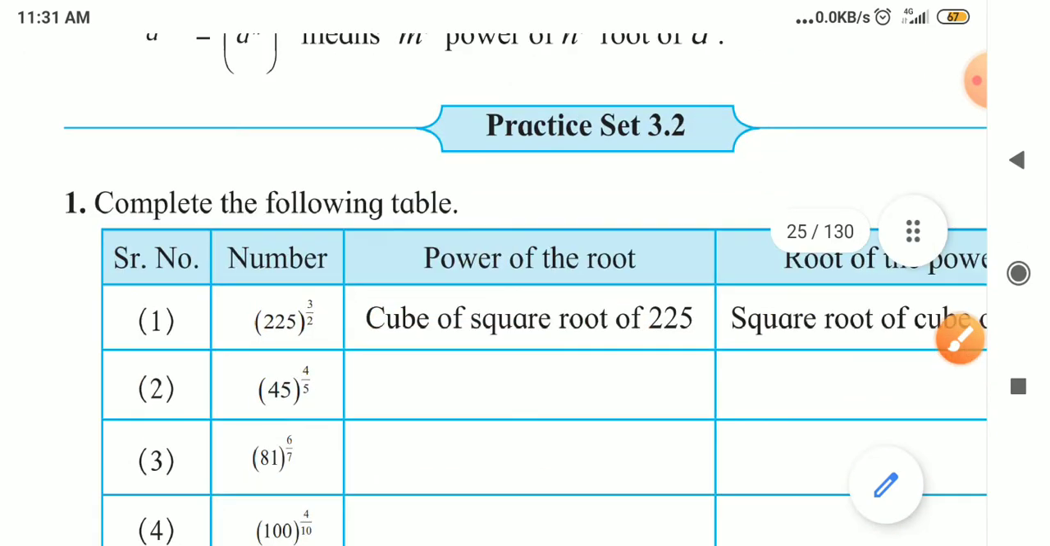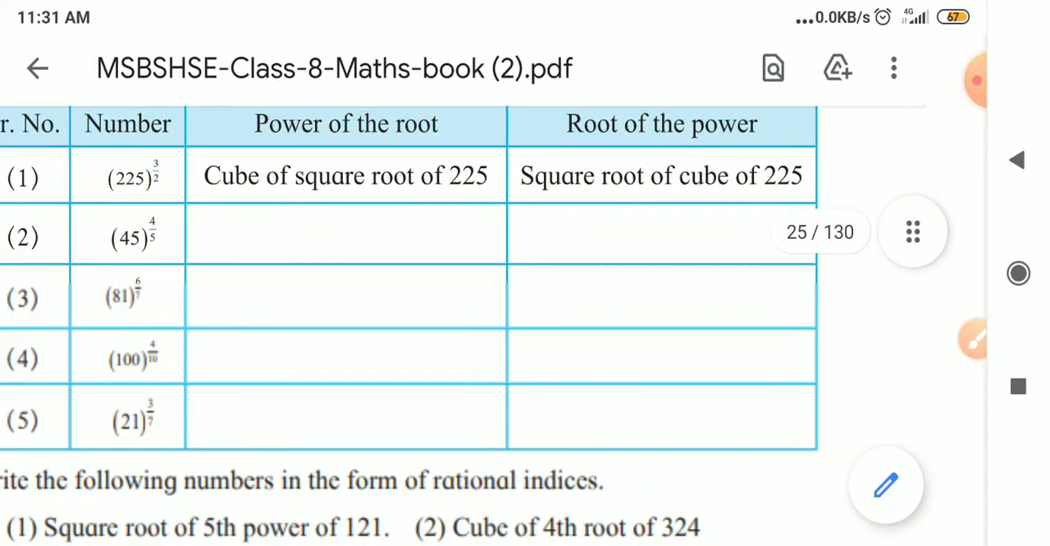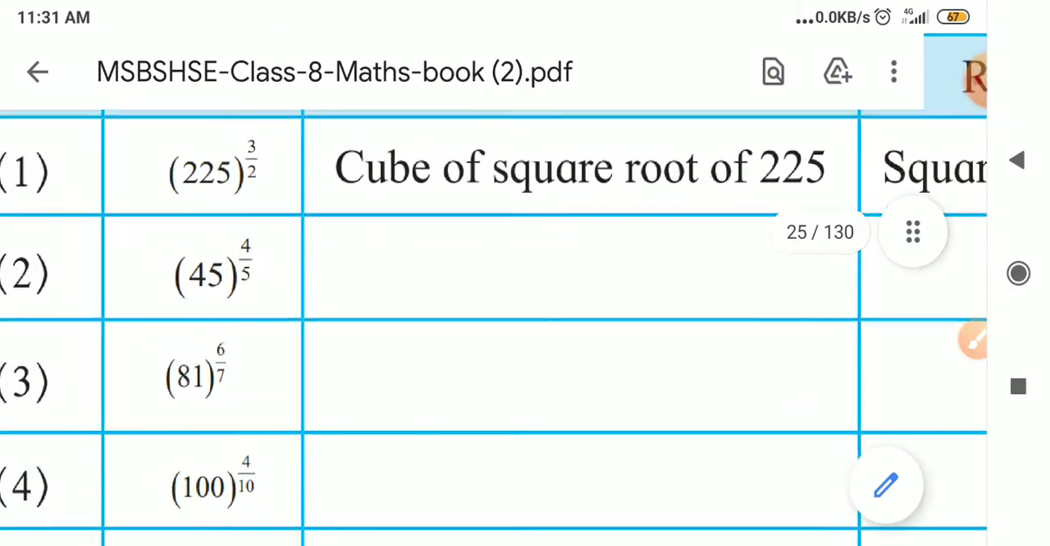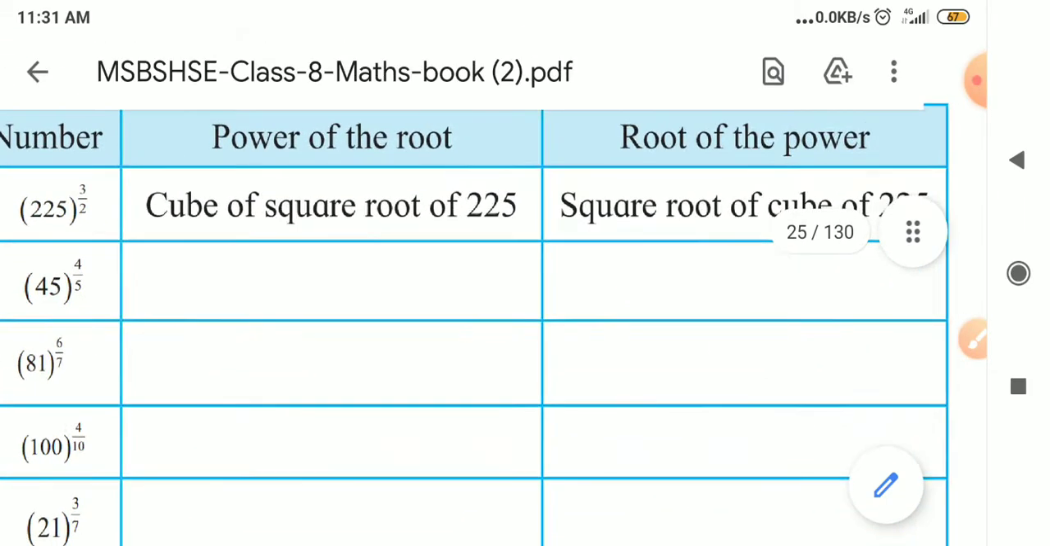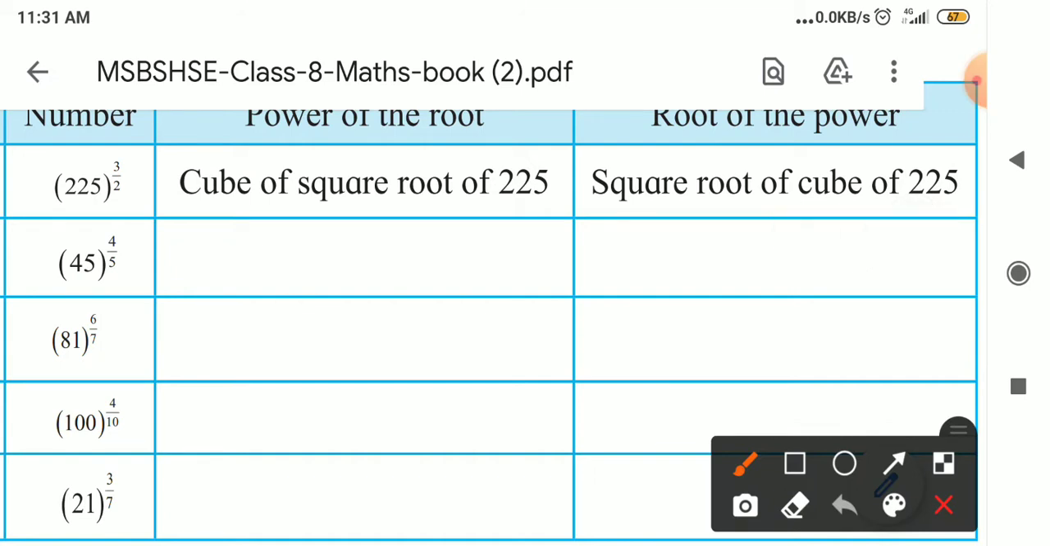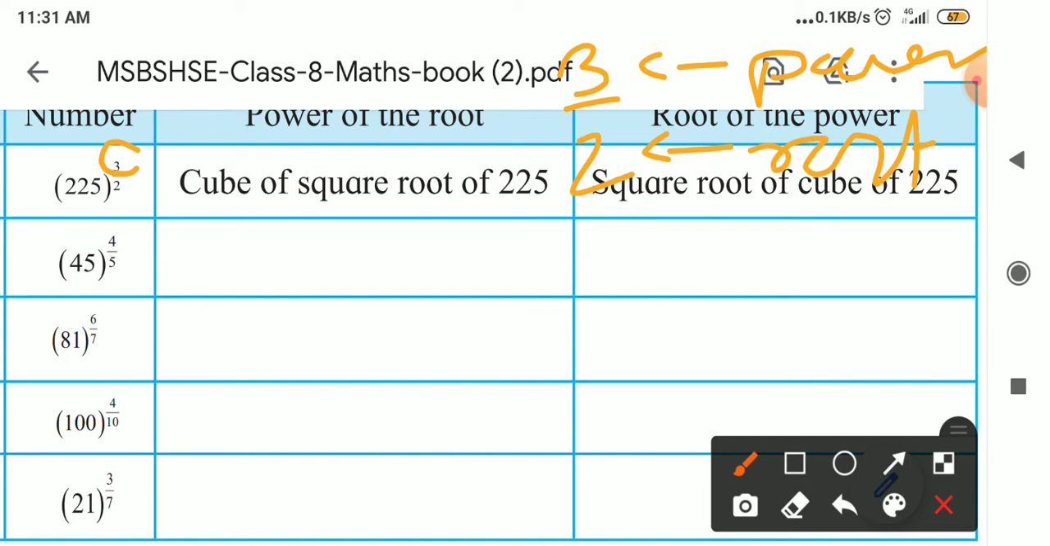Okay. So here some questions, some numbers are given. How to read? First the power, then the root. That means we have to start with the power. I will show you one example. Power we have to take first. One example is already given. Power means the upper number: 3 upon 2, 3 is the power and 2 is the root. Once you understand this, it is easy for you. It is not confusing.